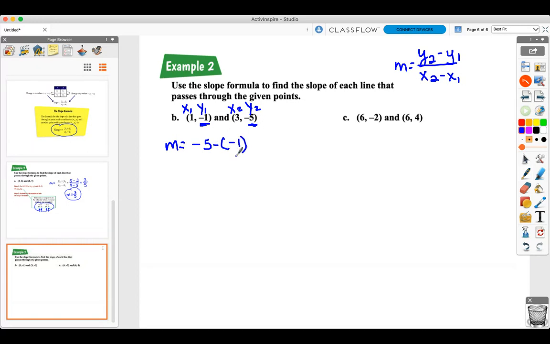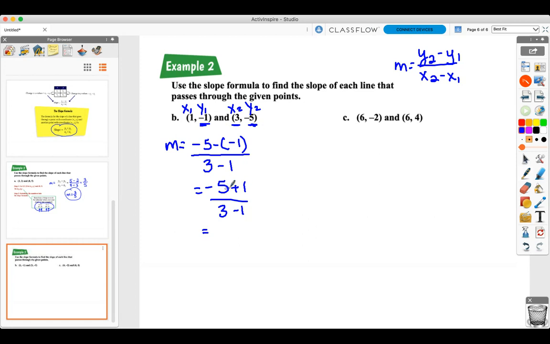So this is something you do want to be careful with. The negatives, you don't just ignore this negative. And it is a minus. All right, we'll go through simplifying that in a second. And then x2 minus x1. So x2 is 3 minus 1. And now we're just going back into our integer operation rules, right? So you're going to do negative 5, and the opposite of negative 1 is a positive 1, over 3 minus 1. And let's simplify.